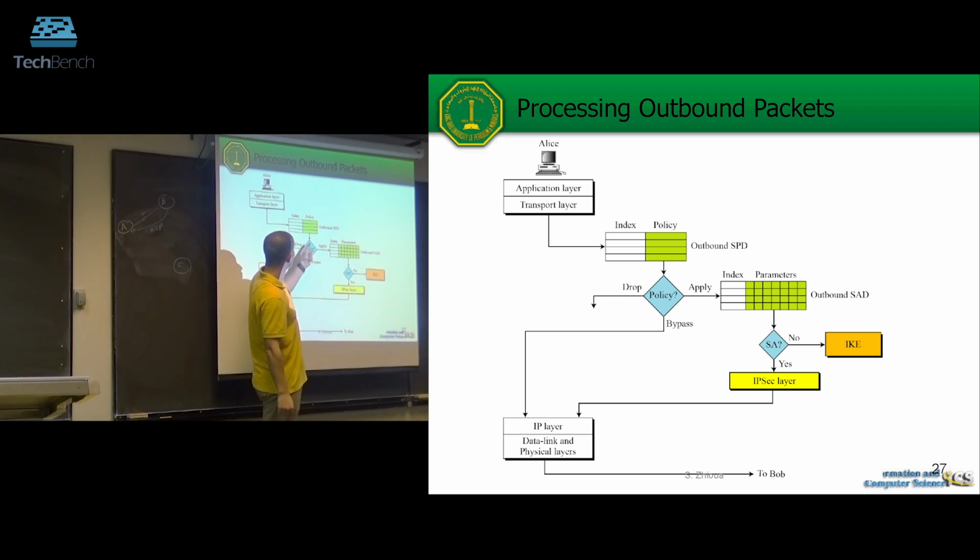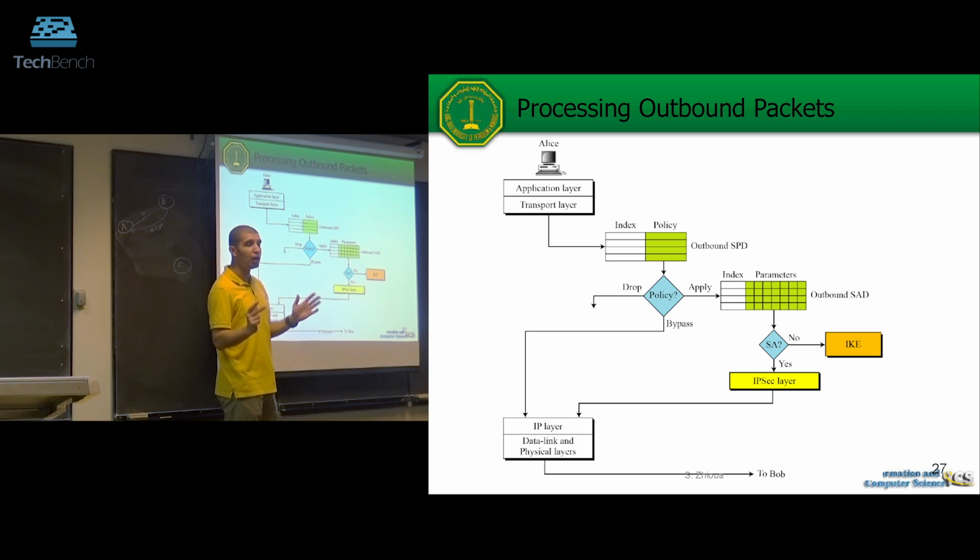If Alice is prohibited from communicating with another user, the policy here will be drop. The system will tell Alice, you don't have the right to communicate with that entity. It will be dropped.